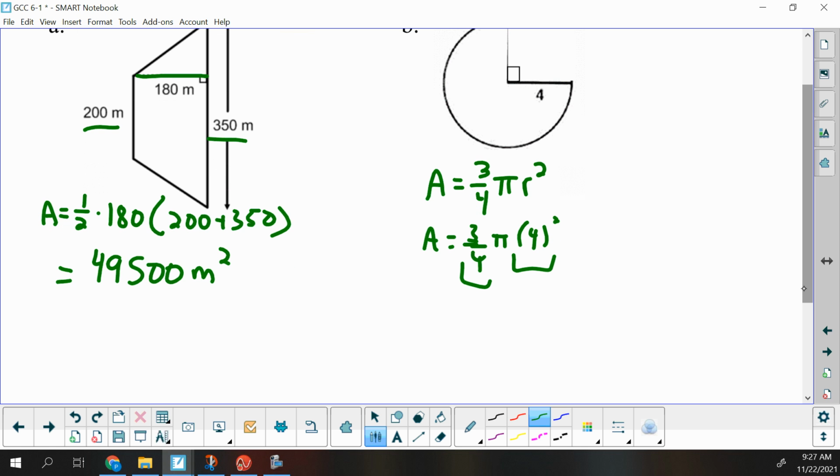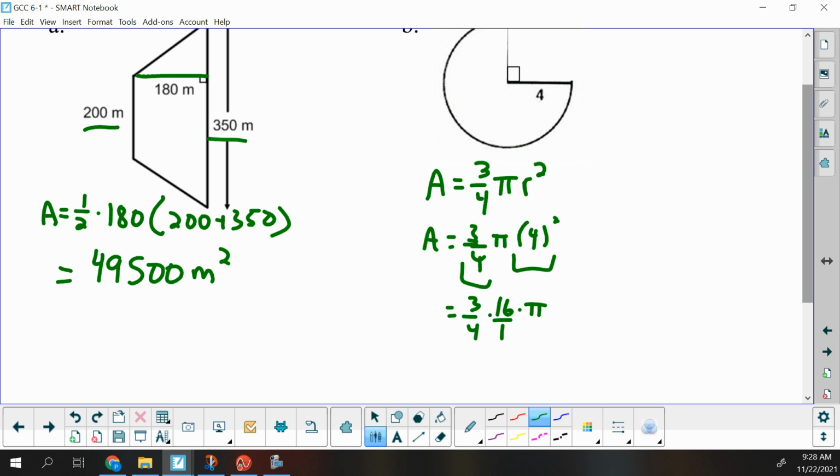Well, 4 squared is just 16. So really, we're going to have 3/4 times 16 times pi. Now, you could just do in your calculator 3/4 times 4 squared, but I want us to talk through how you can be doing this without a calculator.